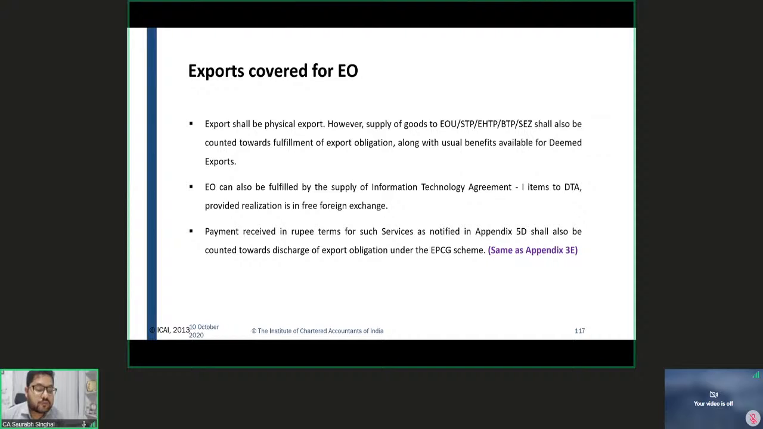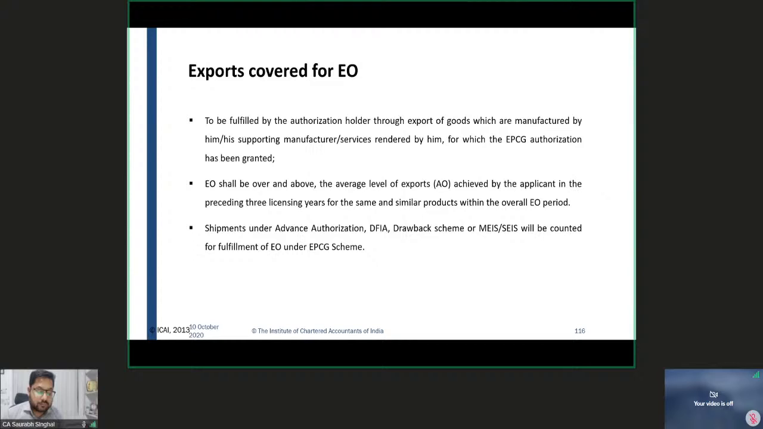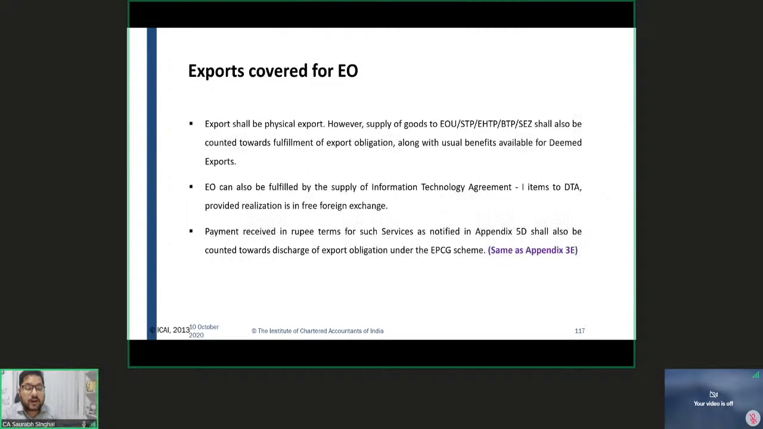Now, what all types of exports will be counted for calculating EO? Exports which are normal physical exports. Exports to EOU, STP, EHTP, BTP, SEZ shall be counted towards fulfillment of export obligation along with usual benefits available under deemed export. We will refer to deemed exports in the next one. Exports of ITA1 goods. Sorry, not export. Supply of ITA1 goods to DTA.